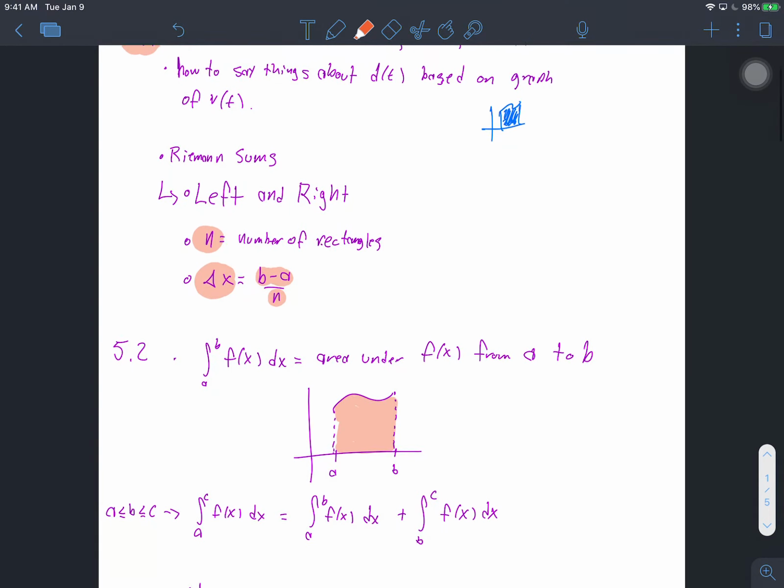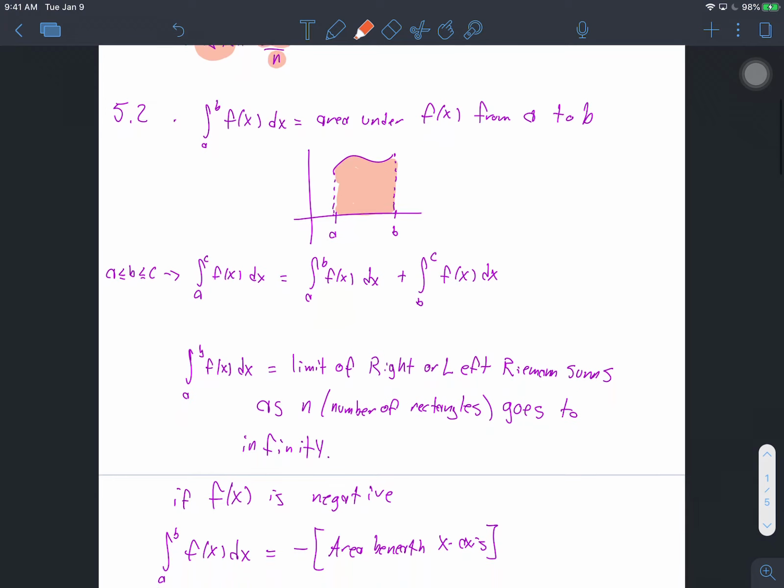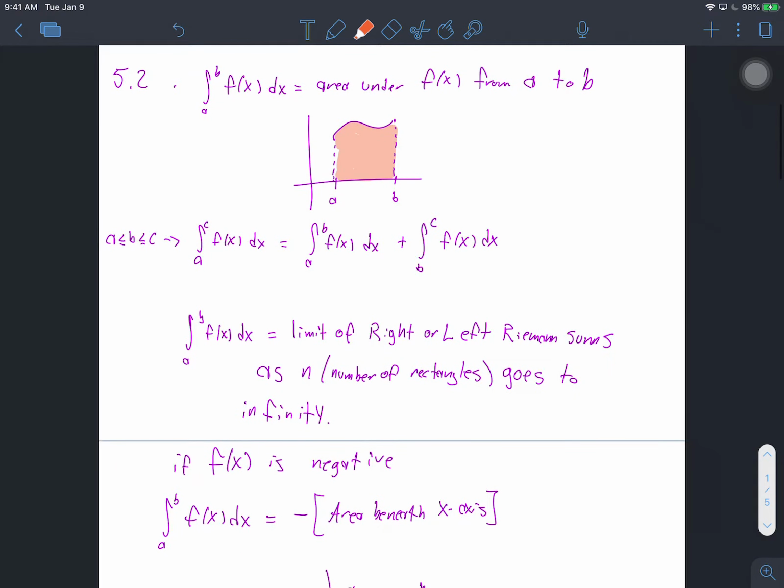So that's 5.1. 5.2 then goes on to kind of explain what the definite integral of f of x over the interval from a to b means. So we write this with the notation integral from a to b of f of x dx. That means we're doing a definite integral, and we define it to be the area underneath f of x from a to b.